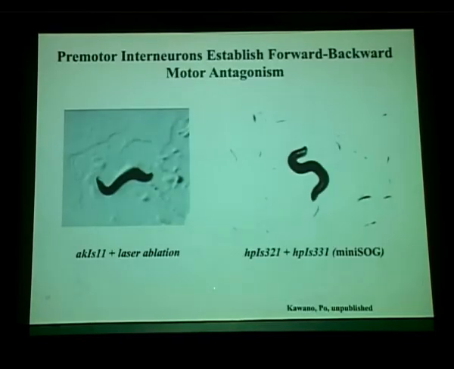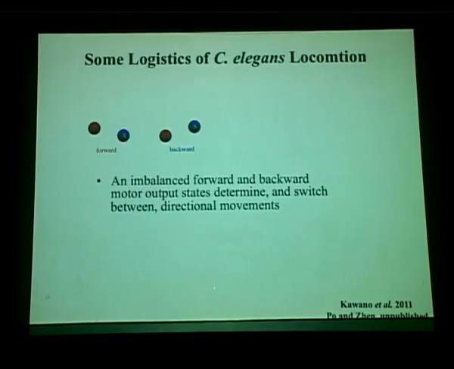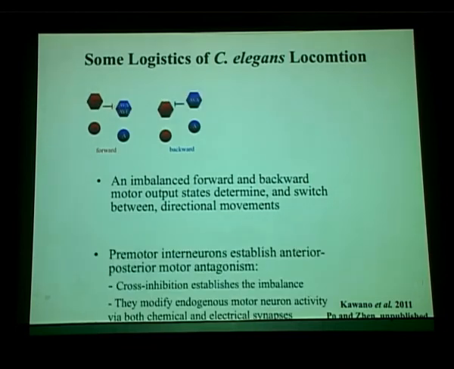So we do get some logic, I think, for C. elegans locomotion. We believe that an imbalanced forward-backward motor output state is determined, and it dictates a switch between directional movement. And premotor interneurons are actually not essential for activation of the motor neurons. They potentiate, but the more important key role that we found is that they establish an anterior-posterior motor antagonism. And we already observed the cross-inhibition between the two classes of premotor interneurons. We believe this cross-inhibition constitutes part of the mechanism to establish the imbalance.